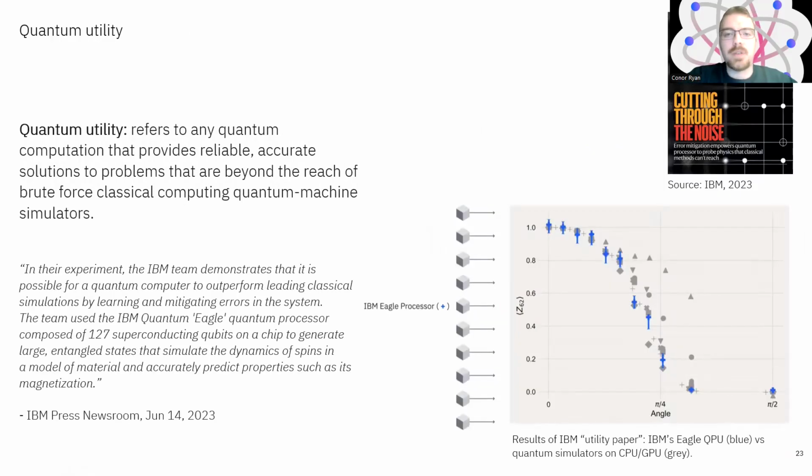Now, we've seen foundationally how a quantum computer works, what we want to do, and how we can tackle some of the challenges that we still face today. And this can let us characterize where exactly we are with the state of quantum computing. One of the cases for quantum computers is the era of quantum utility. This is where we begin looking at problems that might begin pushing beyond what is classically feasible. Quantum utility specifically refers to any quantum computation that provides reliable, accurate solutions to problems that are beyond the reach of brute force classical computing quantum machine simulators.